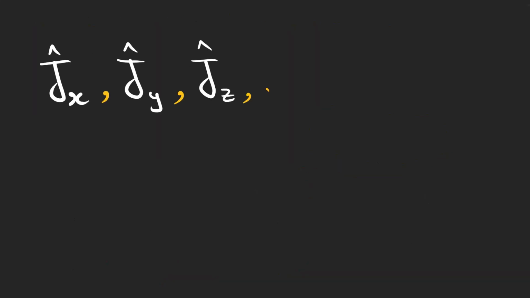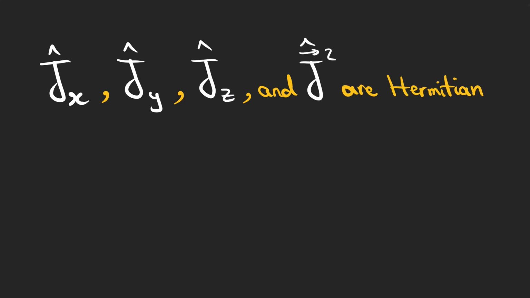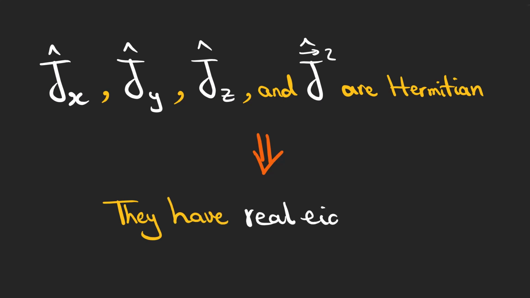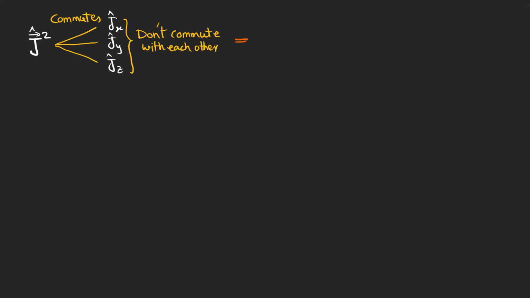It's very important to know that Jx, Jy, and Jz, and also J squared are Hermitian operators, so they have real eigenvalues. We saw that J squared commutes with Jx, Jy, and Jz, but Jx, Jy, and Jz don't commute with each other.